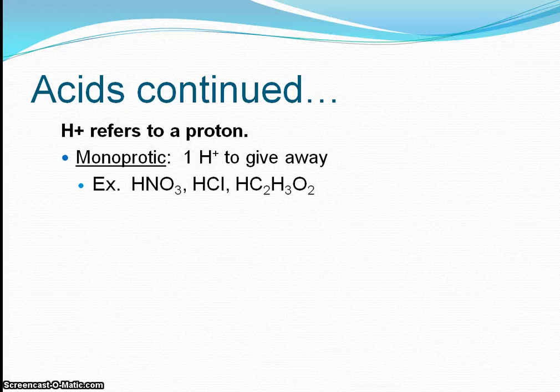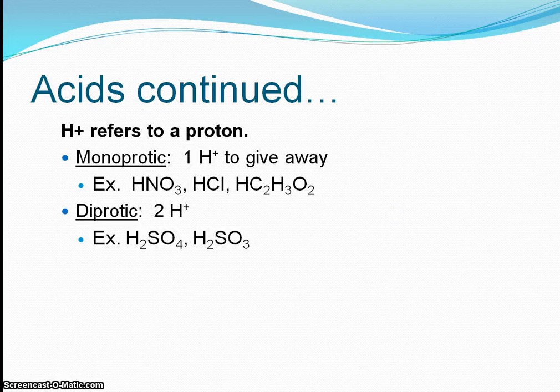So for the first one, HNO3 has one hydrogen, HCl has one hydrogen. If you look at acetic acid, that last one, you'll notice that it has a total of 4 hydrogens in it, but notice that they're separate so that the first hydrogen is all by itself. What that means is that those other 3 hydrogens are kind of trapped inside the polyatomic ion, and they're not going to be given away. So even though it has a total of 4 hydrogens, it's still monoprotic because it only has one that can be donated. And they'll show that by separating that one out. And then diprotic is 2 hydrogens and triprotic is 3.